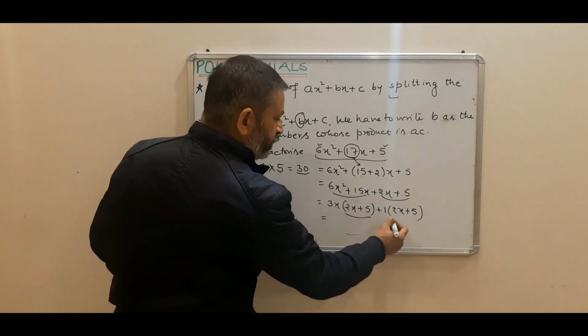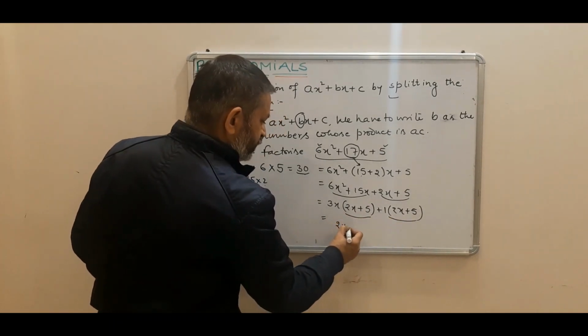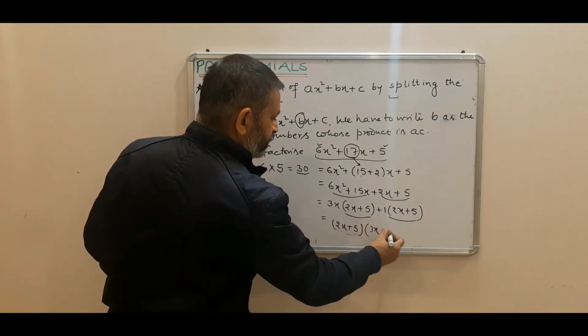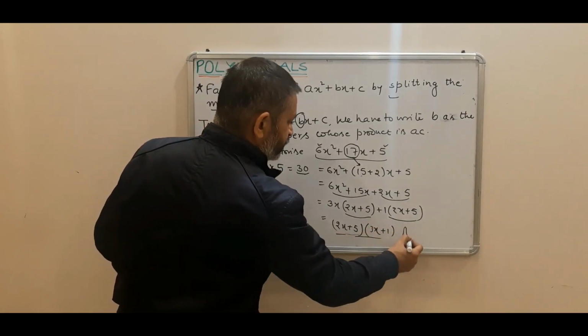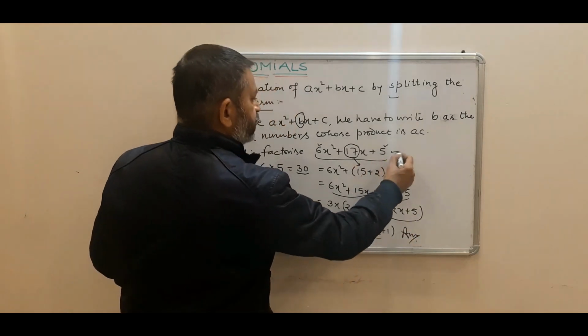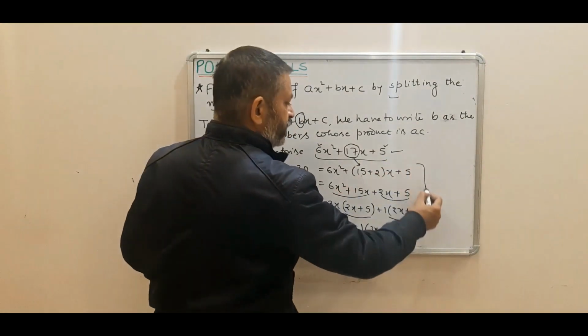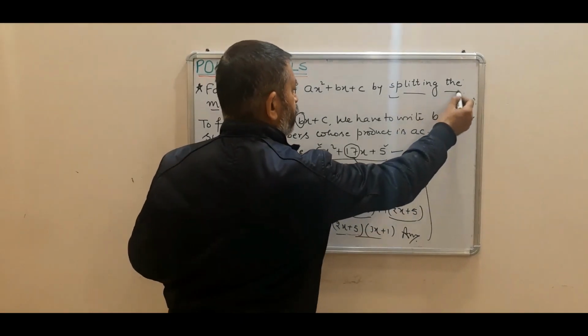Now in these two, 2x plus 5 is common, so just pull this out and we are left with 3x plus 1. So these are the two factors of this 6x square plus 17x plus 5, and this method is known as splitting the middle term.